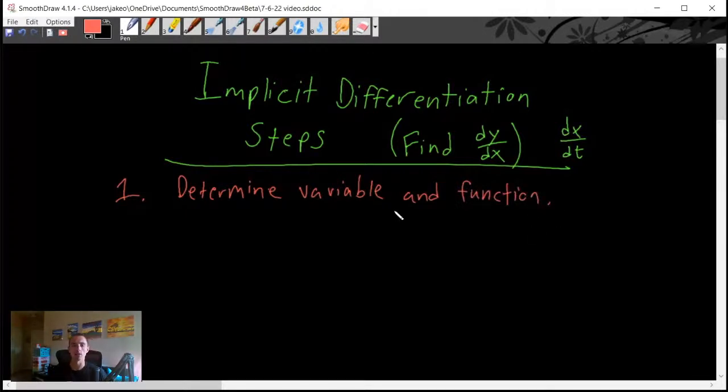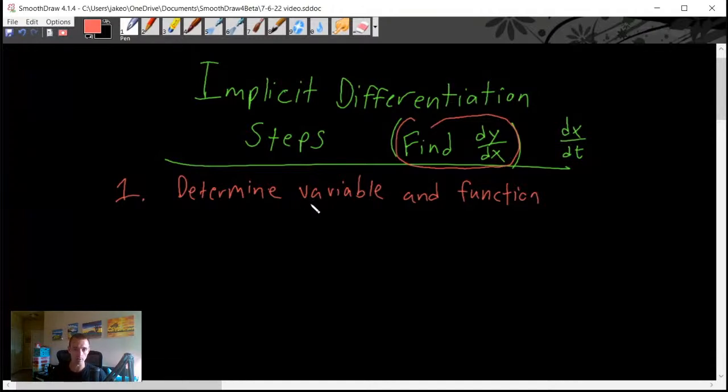Now, when I say that, what does that mean? Well, let's say we are given some equation which relates x and y to each other, but all the x's and y's are mixed together. Let's say the problem told us to find dy/dx. This little phrase in parentheses, find dy/dx, actually tells us the answer to step one.